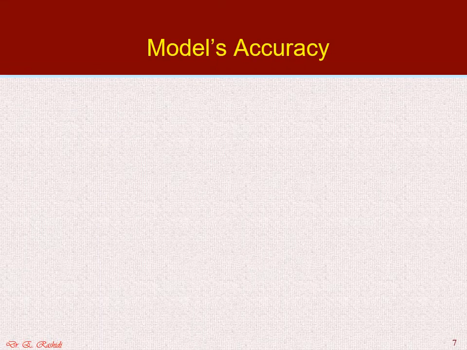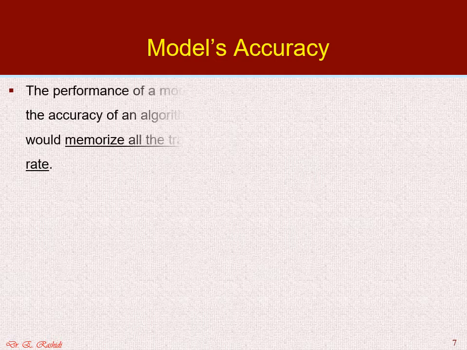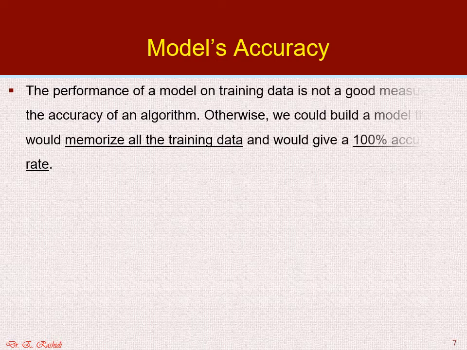Model's accuracy. The performance of a model on training data is not a good measure for the accuracy of an algorithm. Otherwise, we could just build a model that would memorize all the training data and would yield a 100% accuracy rate. That is why we split our data into training set and test set, so we can train our algorithm on the training set and then get an evaluation of its accuracy based on the test set that the algorithm has not seen.